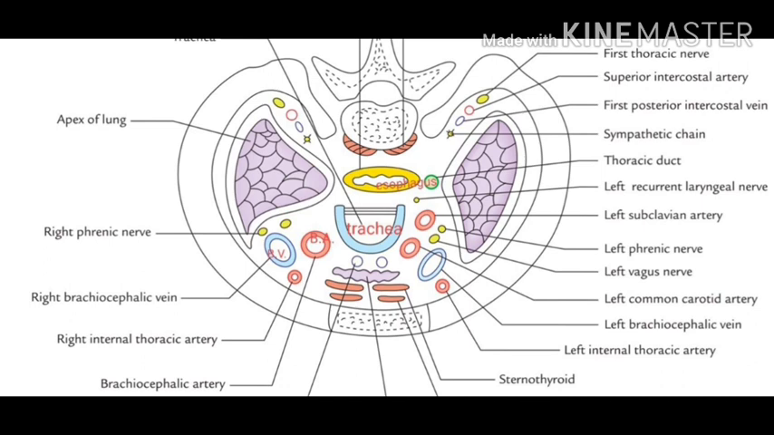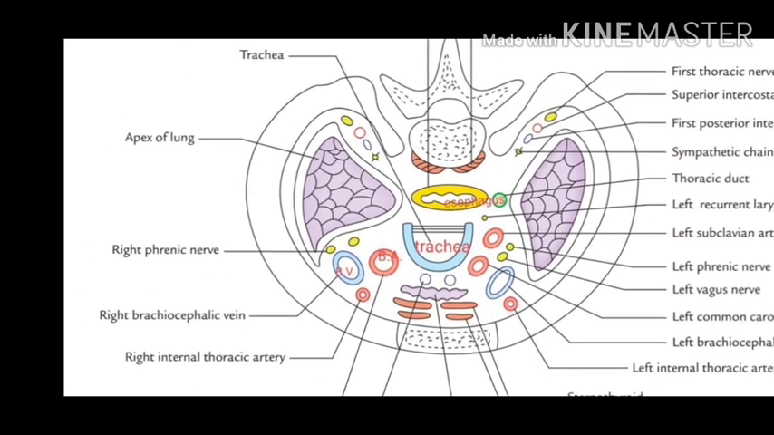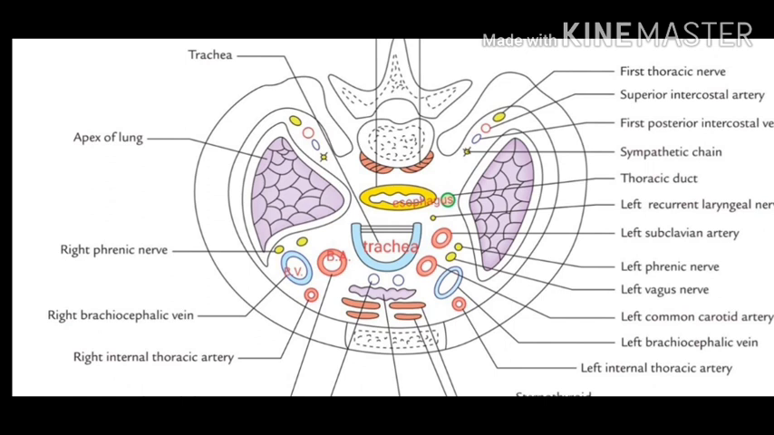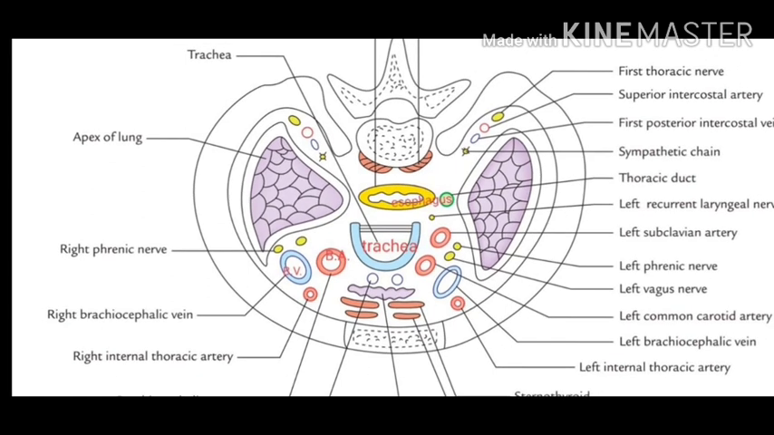And now the nerves: the right and left phrenic nerves, right and left vagus nerves, right and left sympathetic trunks, and right and left first thoracic nerves. The muscles are sternohyoid, sternothyroid, and longus colli. These are the muscles and structures which pass through the inlet of the thorax. Clinically, it is a very important part: thoracic inlet syndrome.